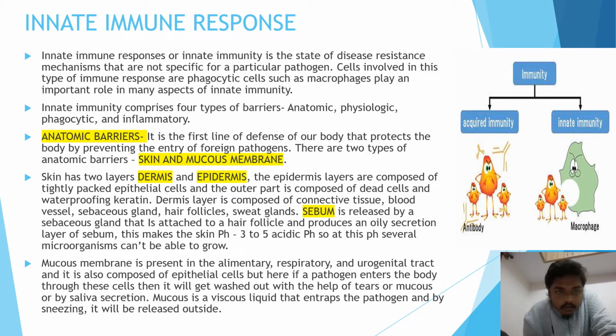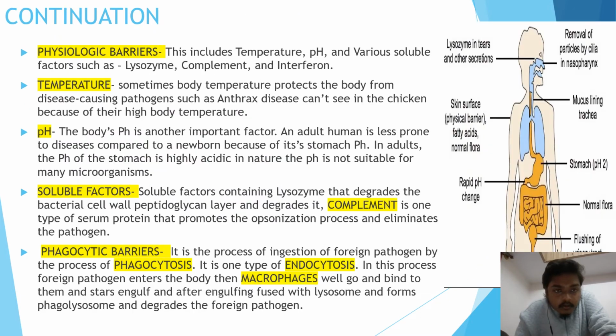Next, we are going to discuss the physiological barriers. Under the physiological barrier, there are three factors that we have to remember. First, the temperature. Next, the pH, and third, the soluble factors. So how is temperature giving us the protection?